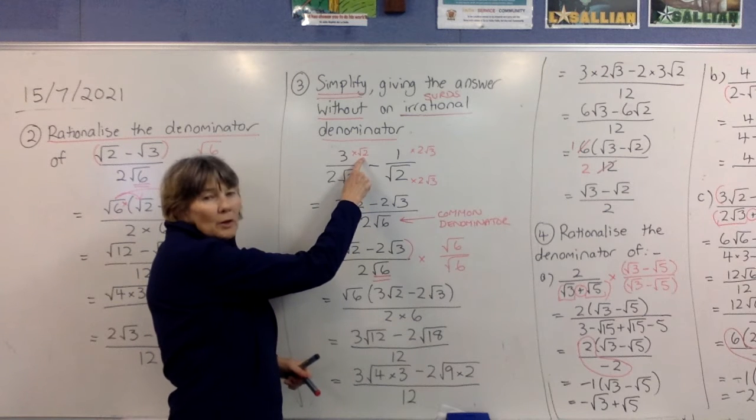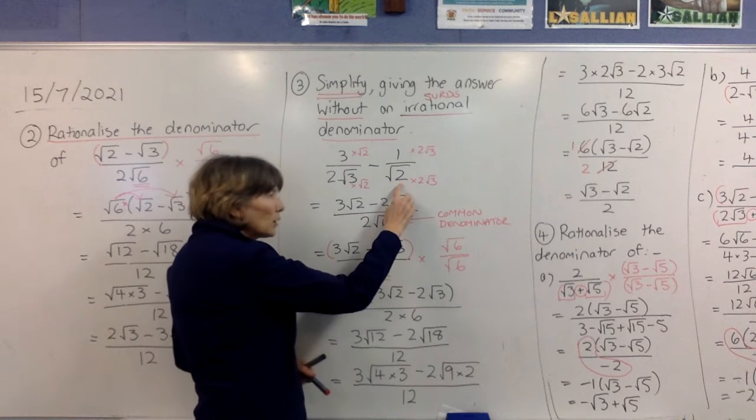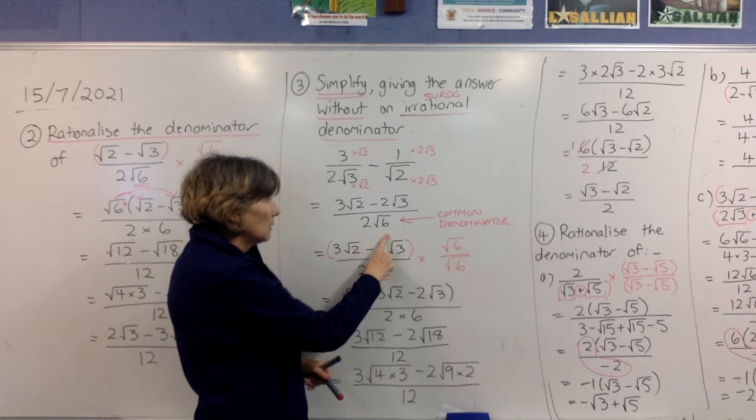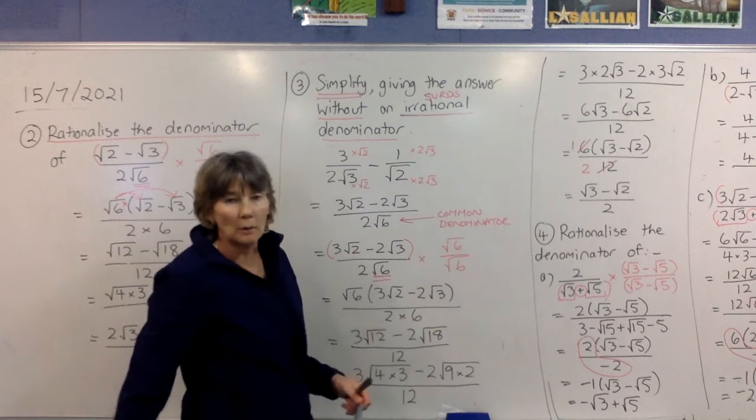Then write the same thing on the top to keep your fraction equivalent. Over here, what did I do to root 2 to get my common denominator of 2 root 6? I times by 2 root 3. I do the same thing on the top.